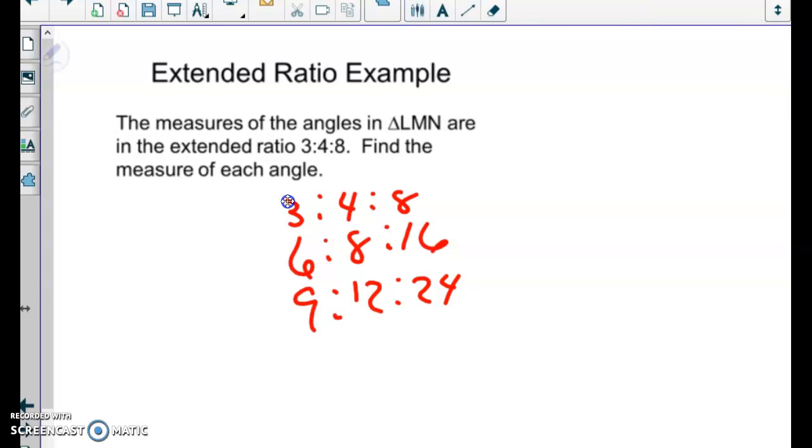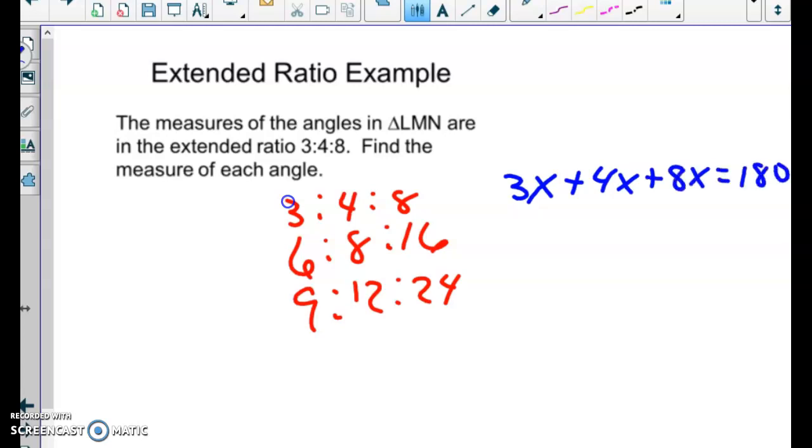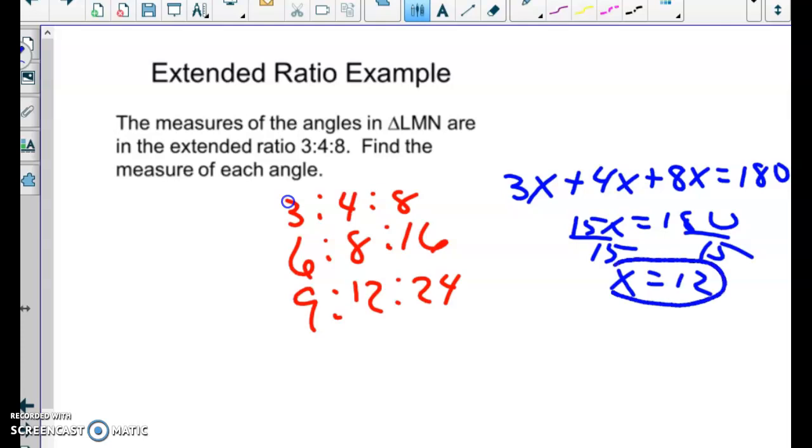Or, if we were so inclined, we could say 3 times something plus 4 times this something plus 8 times that same something has to equal 180. Simplifying that down, I get 15x equals 180. And if I recall from the last problem, 12 times 15 equals 180. That doesn't tell me what the angles are. That tells me what I'm going to multiply each of the numbers in the ratio by. So I know the actual angles are 3 times 12, 4 times 12, and 8 times 12, which gives me 36, 48, and 96. And if we check those, they add up to 180.